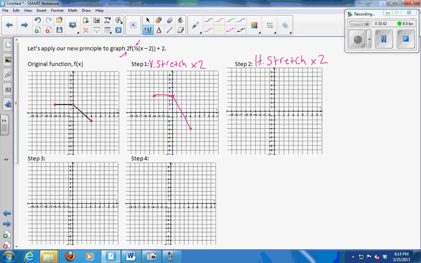So what I'm going to do to create a horizontal stretch, you take every x value and double it. Right? Any horizontal change is going to change x values. To stretch by a factor of 2, double the x values. So from the previous step, look at our 3 important points here and double all the x values. So -4, 4 becomes -8, 4. 0, 4, what does that become?